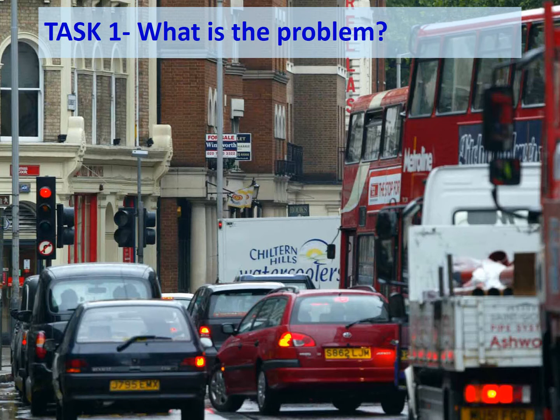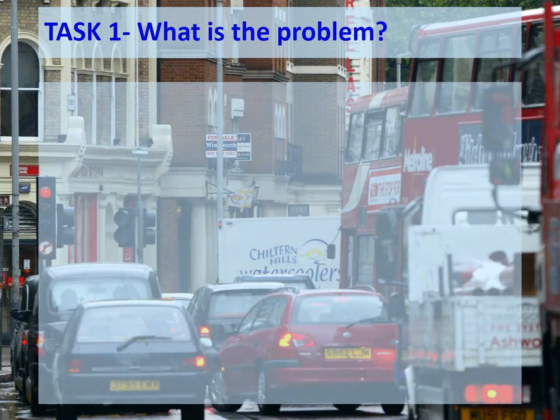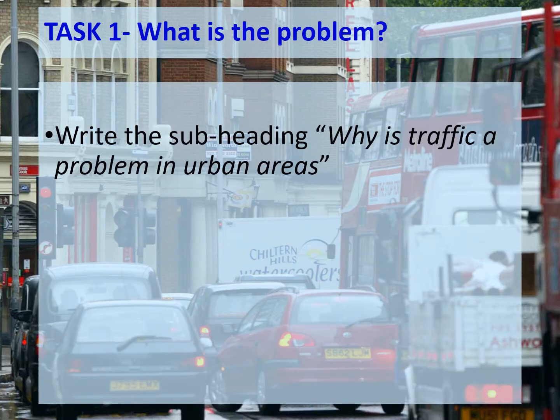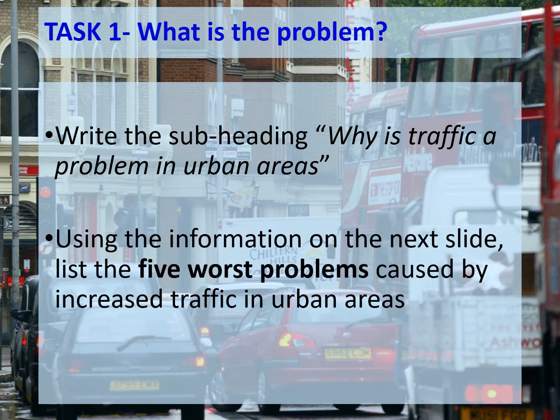Okay, so task 1, what is the problem? Now if you look at this picture here, this summarises quite well issues that traffic can cause in urban areas. What you're looking to do is to write a subheading, why is traffic a problem in urban areas? Now, using the information on the next slide, you're looking to list the 5 worst problems caused by increased traffic in urban areas. So, in your jotter or on the Word document, you're looking to list the 5 worst problems caused by increased traffic in urban areas.